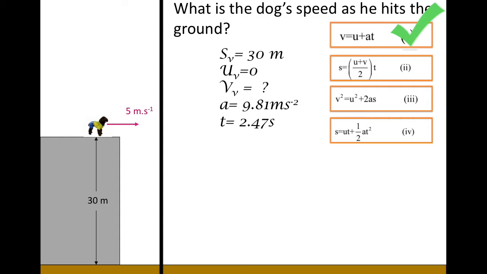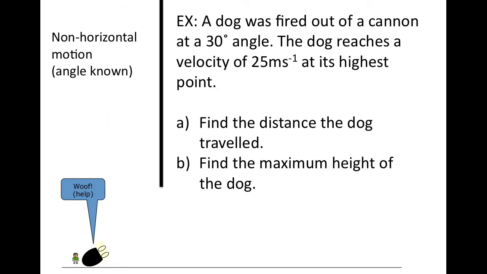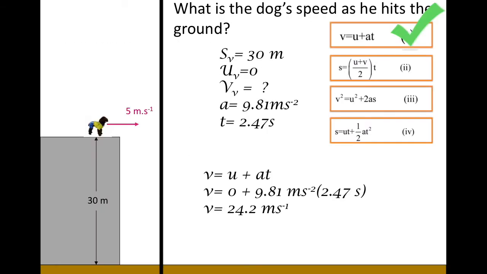Okay, so we've got everything. We have U, V, A, T. All right, when we plug everything in, we get an answer of 24.2 meters per second.